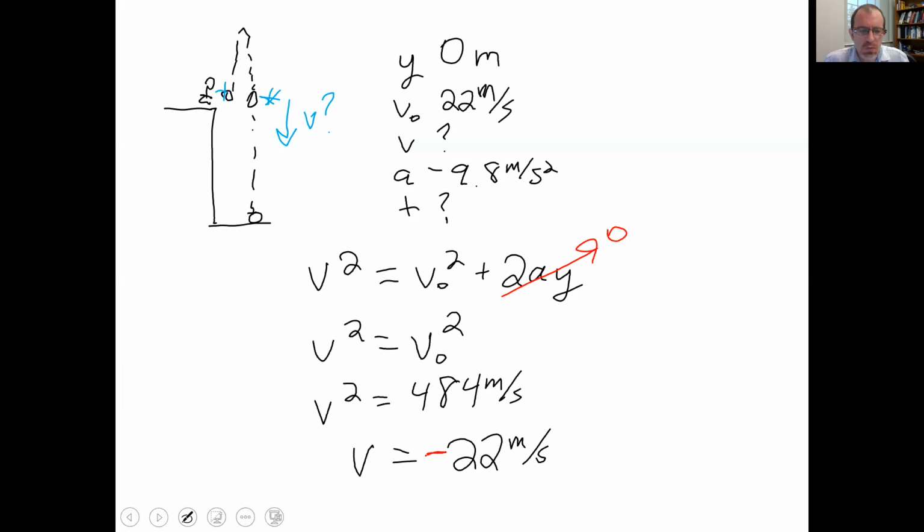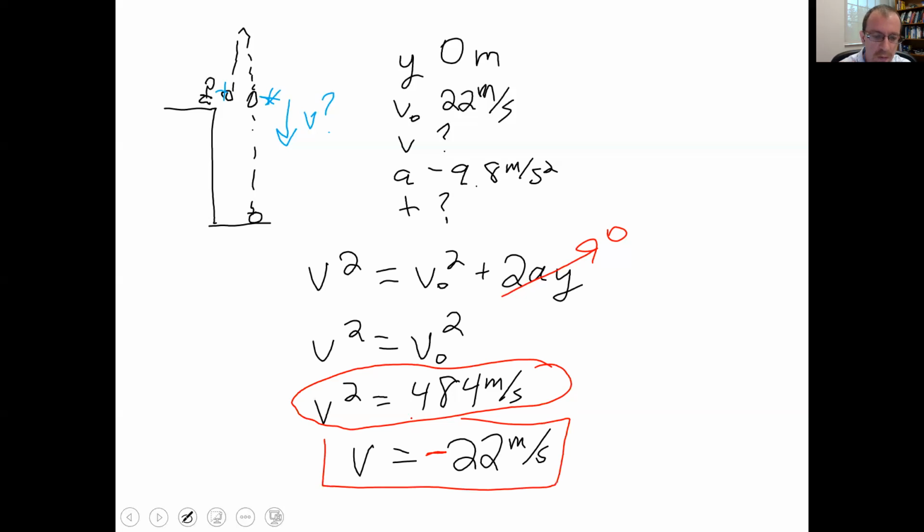I can't just willy-nilly put in a negative sign wherever I want. There's got to be at least a little bit of justification for that. Where is that? Well, I took the square root of 484 right there. If we think back, a square root of a number can have positive and negative values. For instance, the square root of 4 is 2, or the square root of 4 is also negative 2. And it's up to us to make sure we pick the right sign when we take the square root of things. So that's our answer for part B.